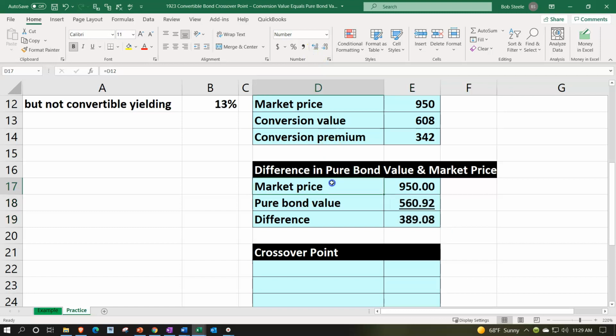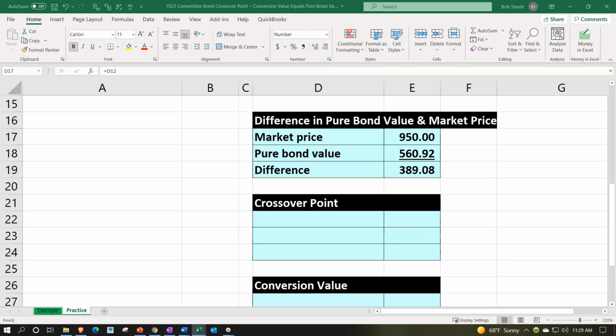So then we can think about the crossover point. The crossover point is the new thing here, where the conversion value is equal to the pure bond value. Meaning if we measure both sides of this, the value of the bonds on one side using the pure bond value and the value of the stocks on the other side at the crossover price, we come to the same value. Let's take a look at that.